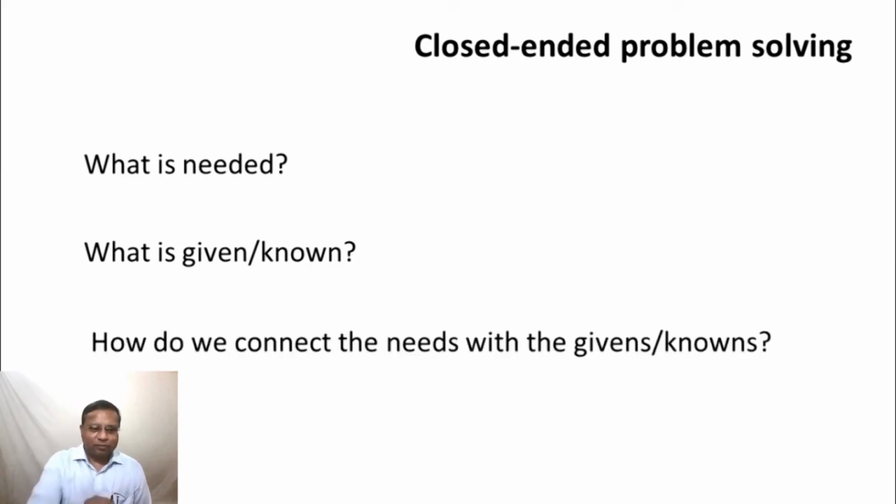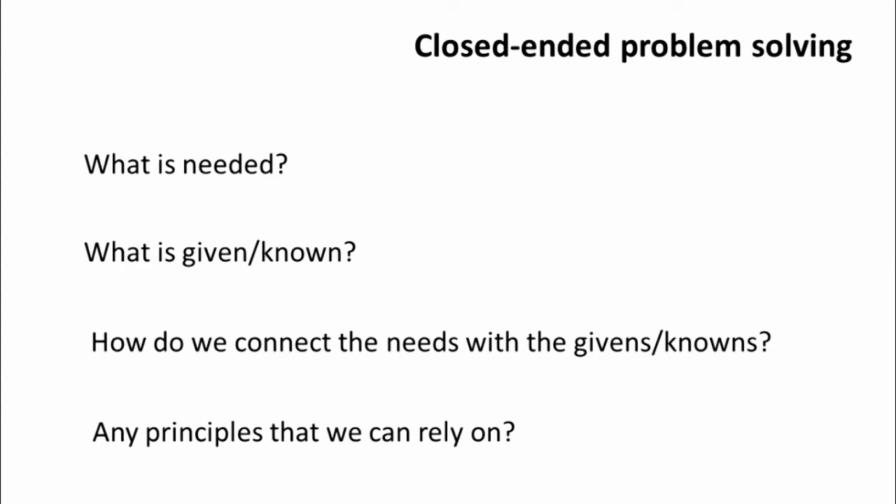Once both those are clear, then we will ask the question, how do we connect the first one with the second one? How do we connect the needs of this particular problem with the givens or knowns in this problem? And while doing that, we will also ask, are there any basic principles that we can rely on to be able to solve this problem? In fact, while presenting the solution, I'm going to use only the first three: what is needed, what is given or known, how do we connect the needs with the givens and knowns, and take this as a part of the third aspect. That's how I'm going to do it.